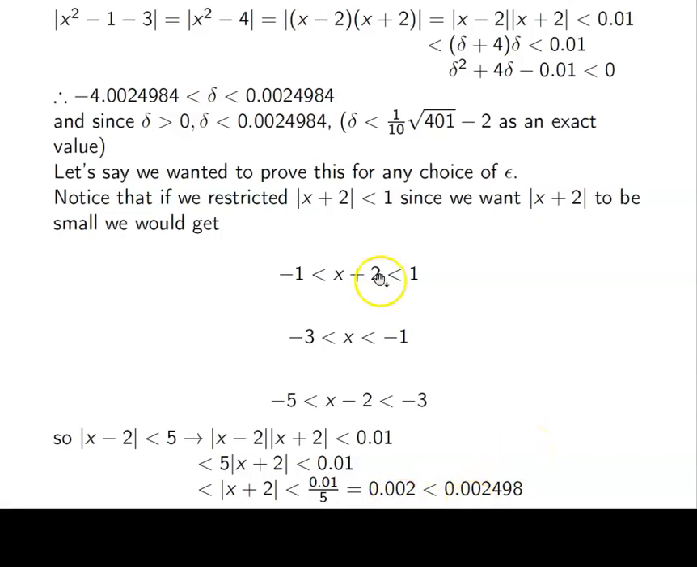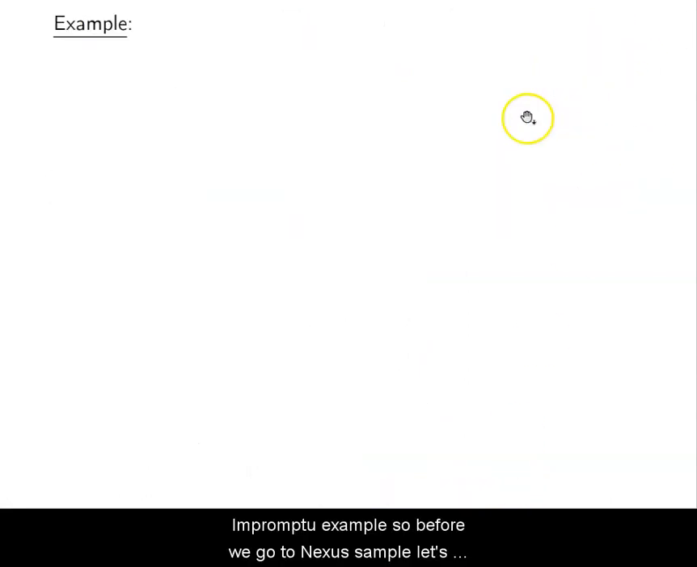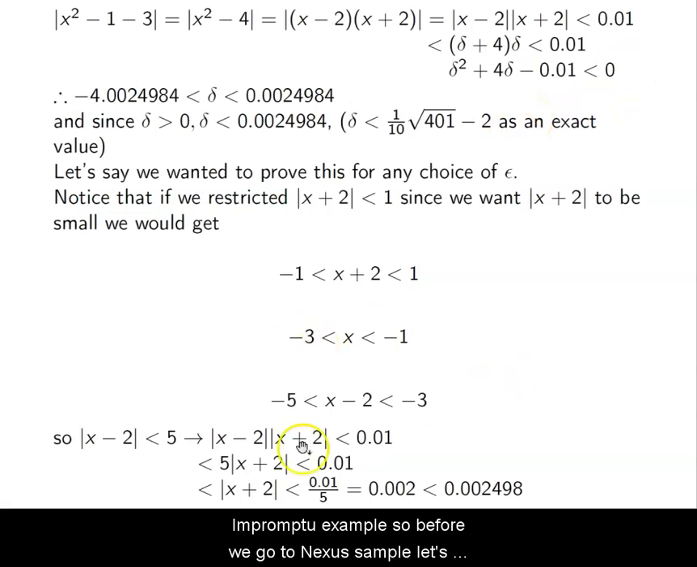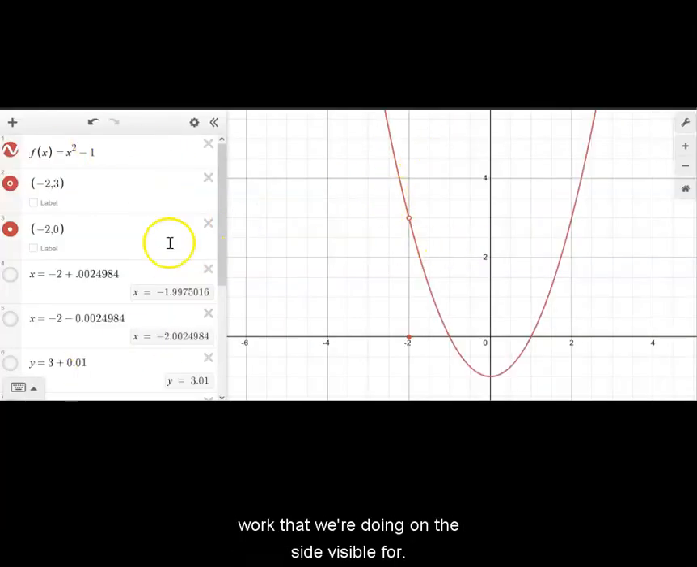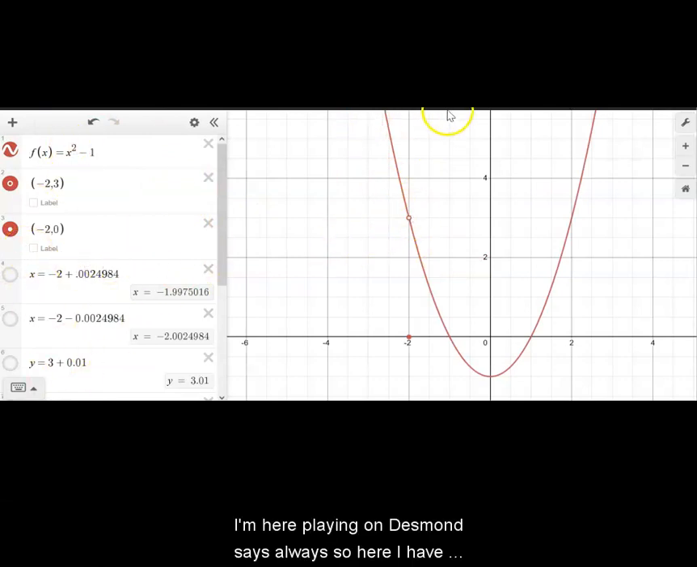Which is less than what we came up for epsilon being 0.01, right? So it agrees with my impromptu example. So before we go to the next example, let's look at this a little bit. For this one, I'm actually going to keep the work that we're doing on the side visible for you. Here we're playing around in Desmos, as always.